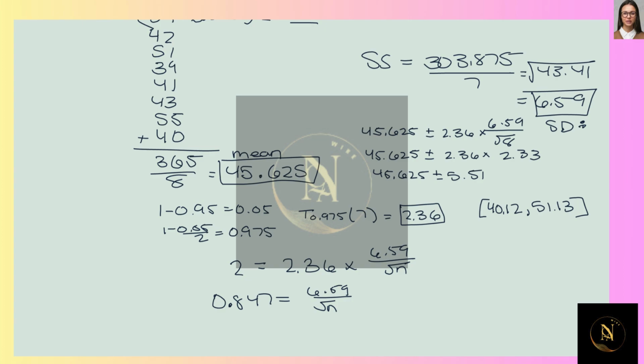6.59 divided by 0.847. And so then you have the square root of n equals 7.78. And then if I square that, it's going to equal 61 rounded to the nearest number.